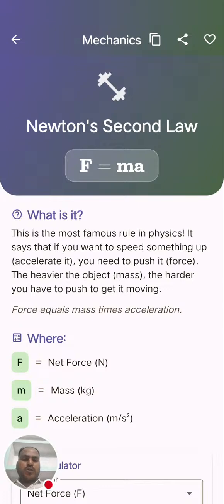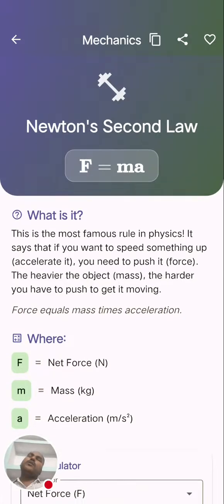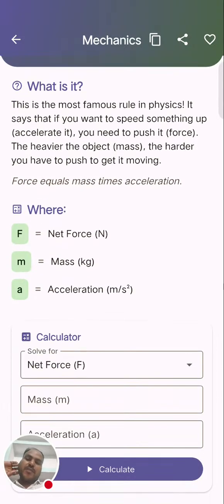This is one of the most famous rules in physics. It says that if you want to speed something up, accelerate it, you need to push it with force. The heavier the object's mass, the harder you have to push to get it moving. So force equals mass times acceleration. Here F stands for the net force applied over the body, M stands for the mass, and A stands for the acceleration.